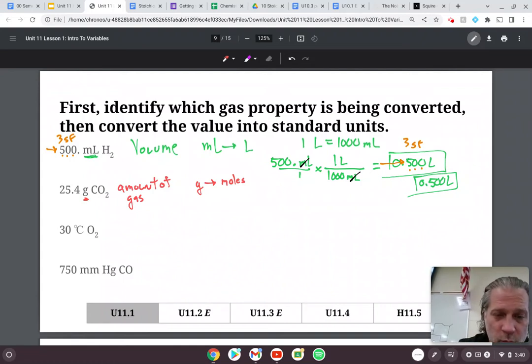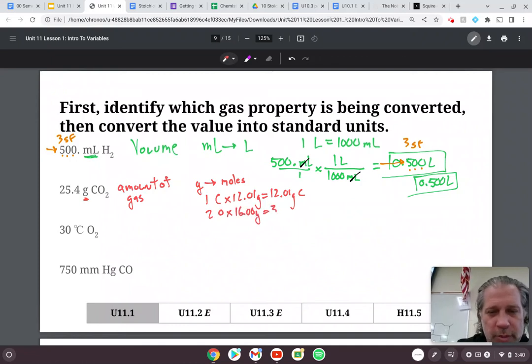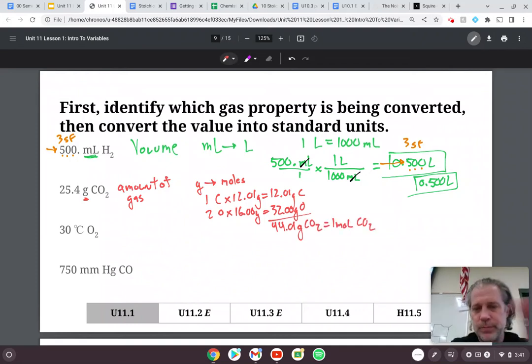So it looks like I have 1 carbon times 12.01. And I have 2 oxygens times 16.00, which will give me 32.00 grams of oxygen. I'm going to add those up, and I'm going to get something like 44.01 grams of CO2 equal to 1 mole of CO2.